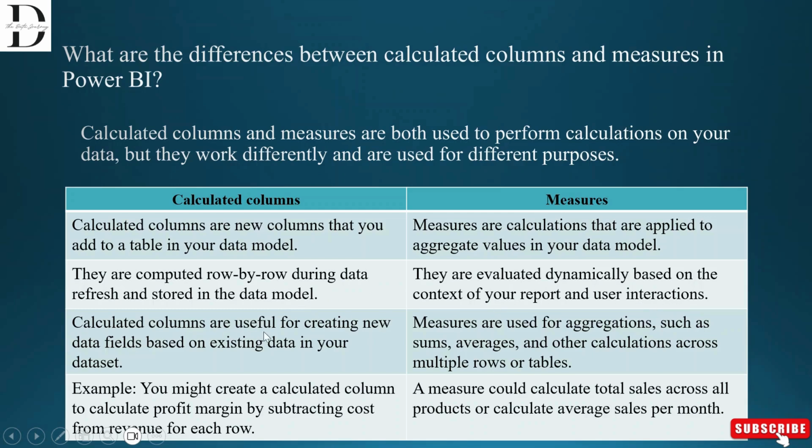Calculated columns are useful for creating new data fields based on existing data in your data set. Measures are used for aggregations, such as sums, averages, and other calculations across multiple rows or tables. Example: you might create a calculated column to calculate profit margin by subtracting cost from revenue for each row, while a measure could calculate total sales across all products or calculate average sales per month.